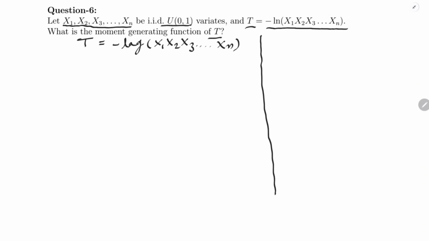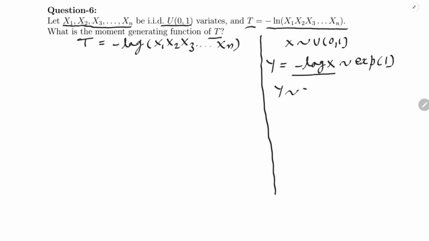To solve this question, we have to understand one property. The property says that if x follows the uniform (0, 1) distribution, then minus log x will follow the exponential distribution with rate parameter 1. Suppose we say that y equals minus log x. So here y will follow the exponential distribution with rate parameter 1. Using this fact, we will solve this question.